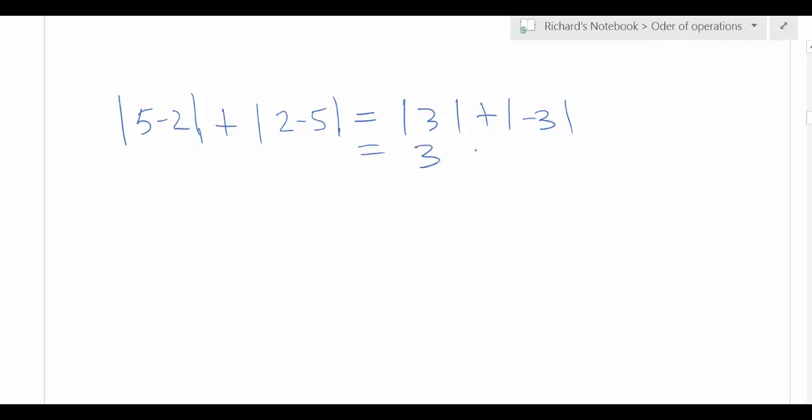It's 3 units away from 0. And there's a plus sign. The absolute value of negative 3 is, well, it's also 3. Negative 3 is 3 units from 0. 3 plus 3 is 6. Okay.